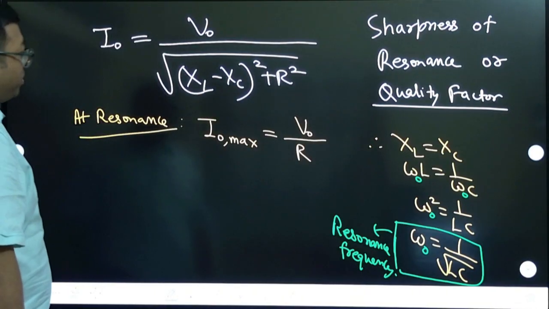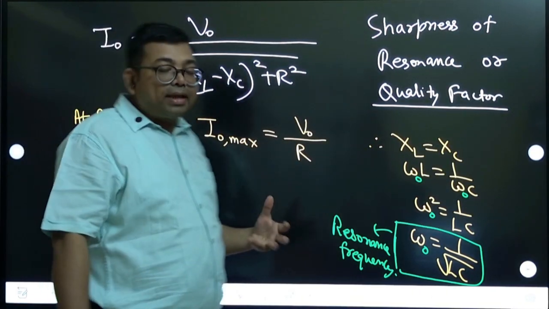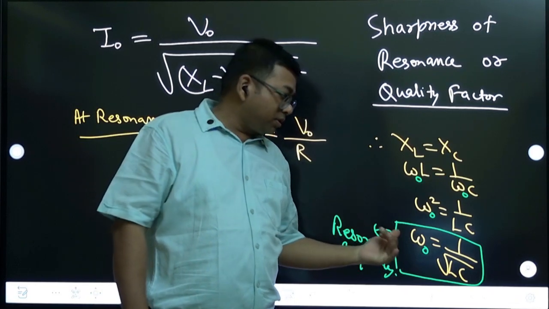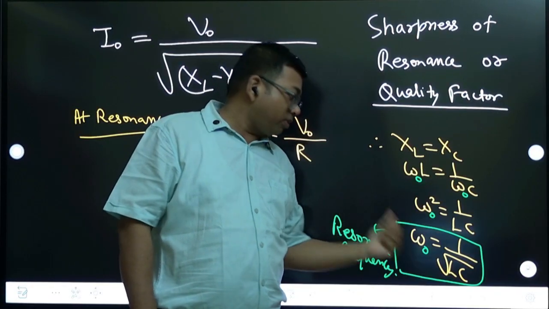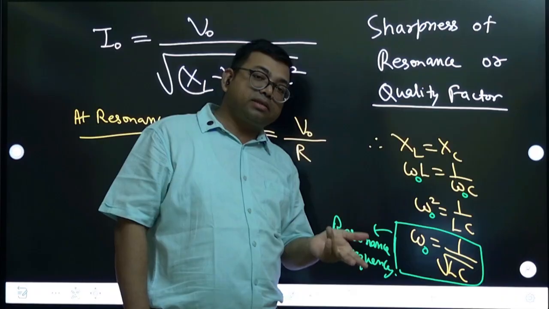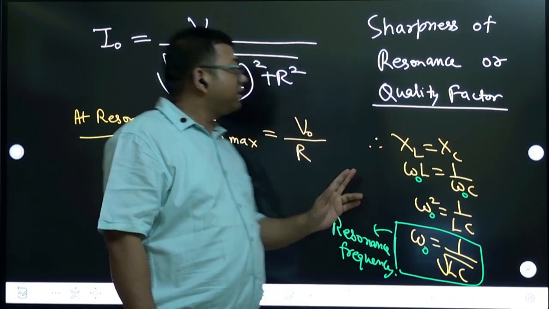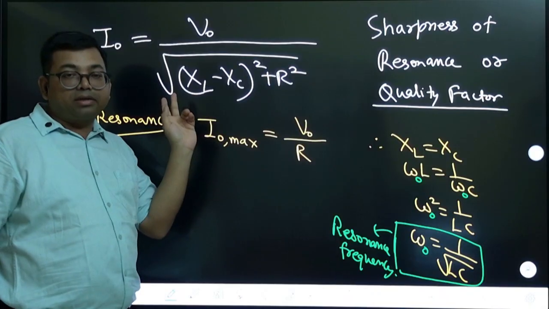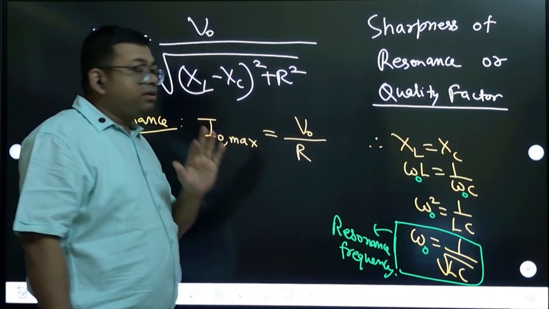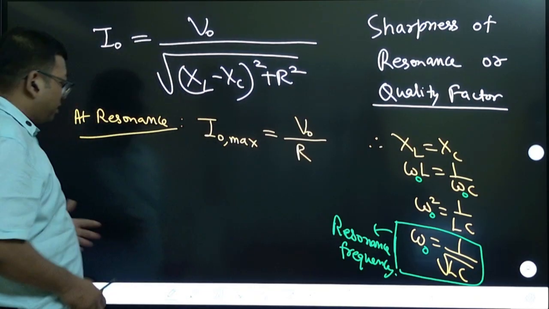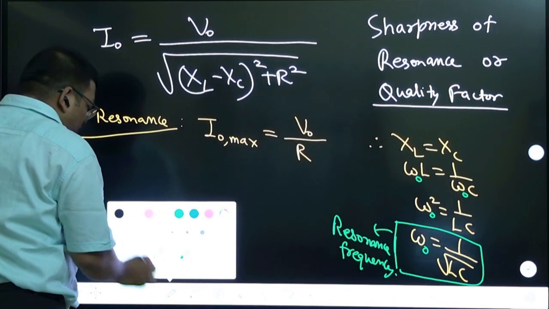Now, suppose I do not have a frequency which is the same as this. The frequency of this AC source is not equal to this, it may be something else, right? Then resonance is not happening, then you have to use this formula to get the current. But when resonance happens, then this is the current, right?